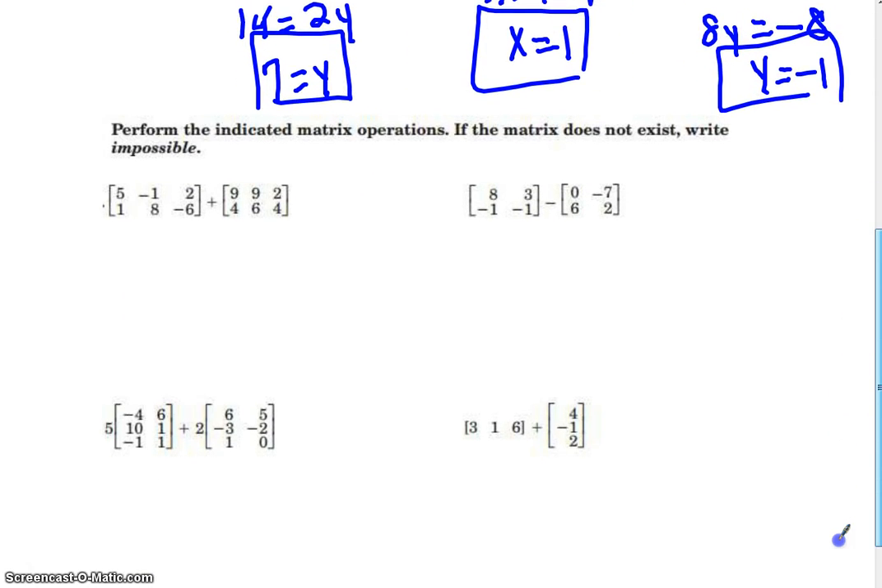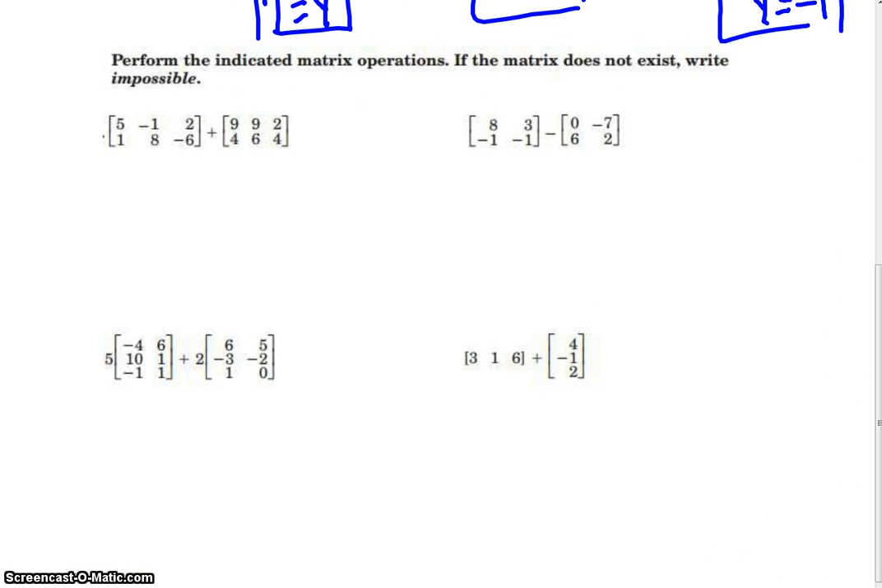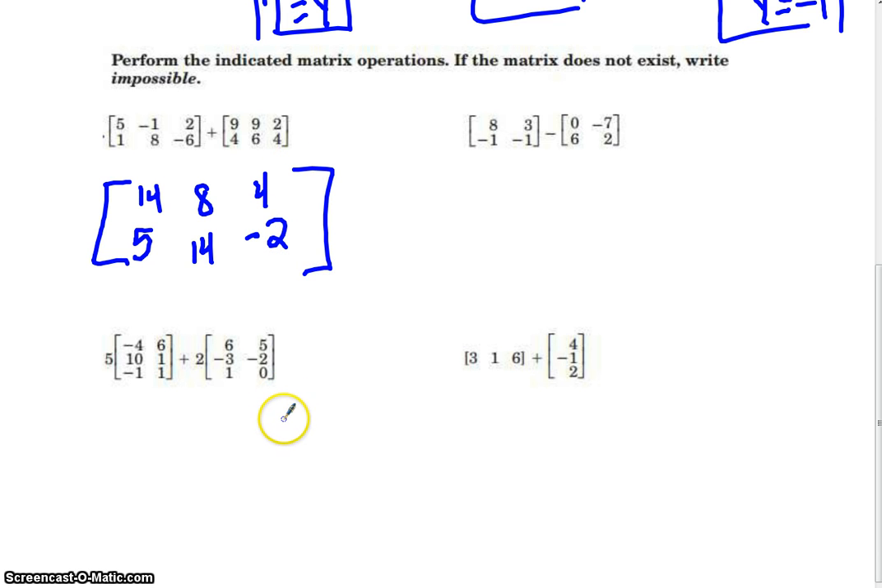Okay, perform the indicated matrix operation. If the matrix does not exist, write impossible. Be careful here. You've got to look and see, am I adding, subtracting, multiplying, or dividing? I'm adding, so all I have to do here is combine the corresponding elements. 5 plus 9 is 14. Negative 1 plus 9 is 8. 2 plus 2 is 4. 1 plus 4 is 5. 8 plus 6 is 14. And negative 6 plus 4 is negative 2. And that is your answer.